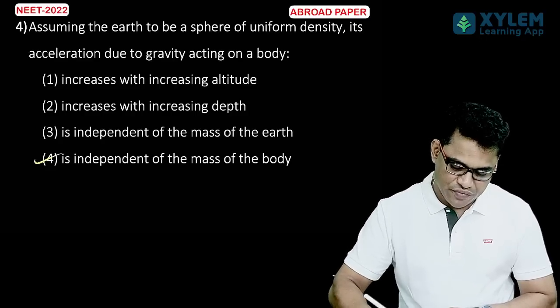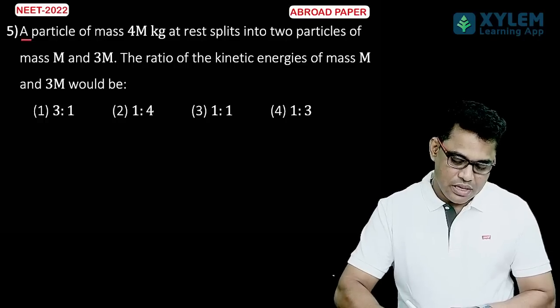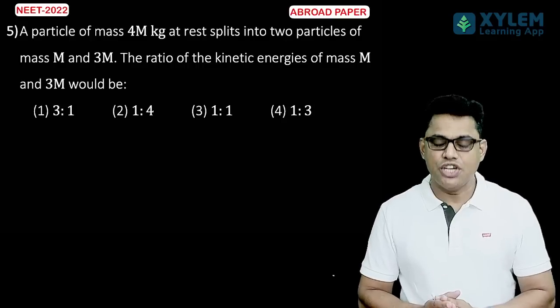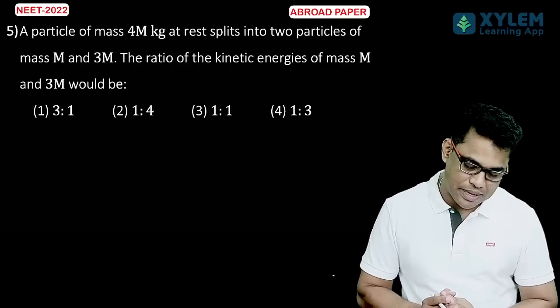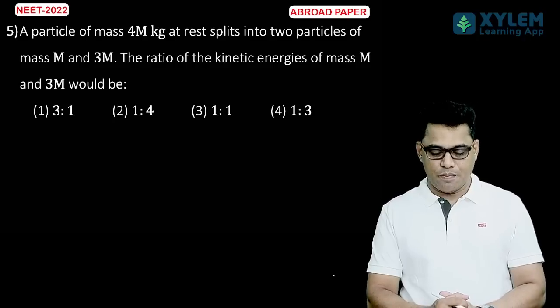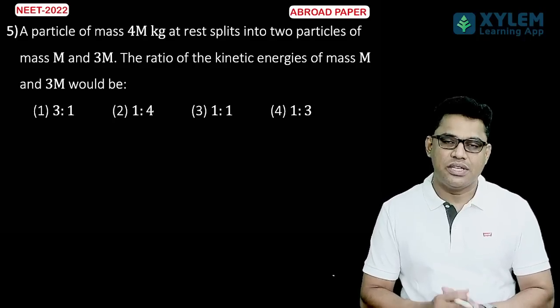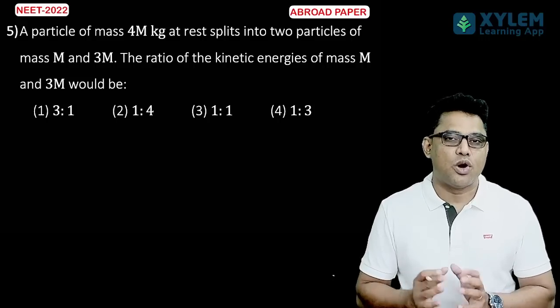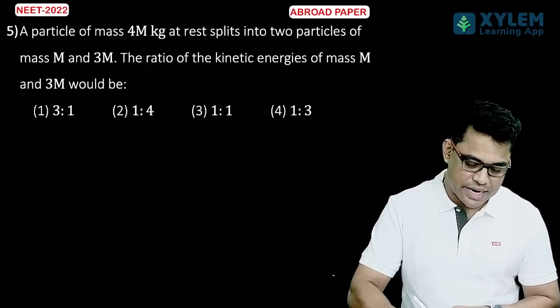Fifth question. A particle of mass 4m kg at rest splits into two particles of mass m and 3m. The ratio of kinetic energy of mass m and 3m would be. See here, the particle was at rest. It splits into two particles. Therefore, both particles must have the same momentum in opposite directions.